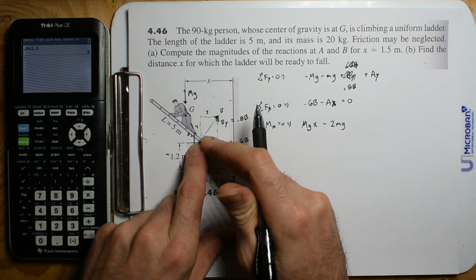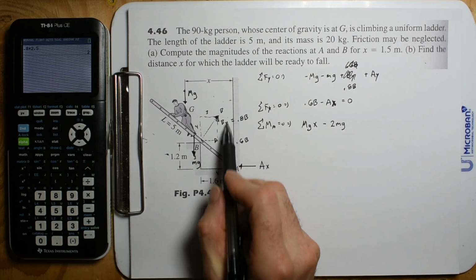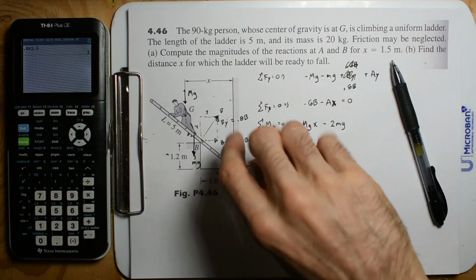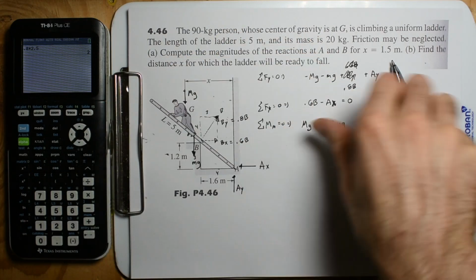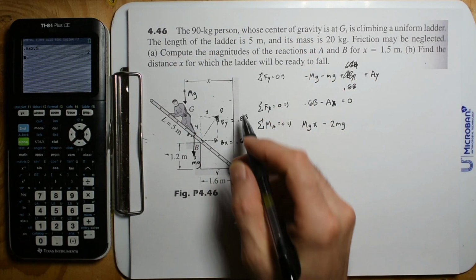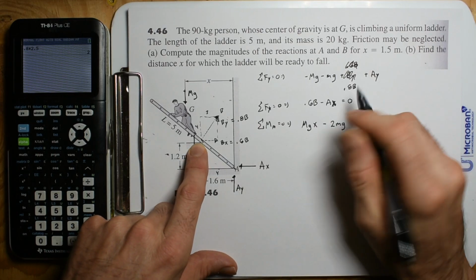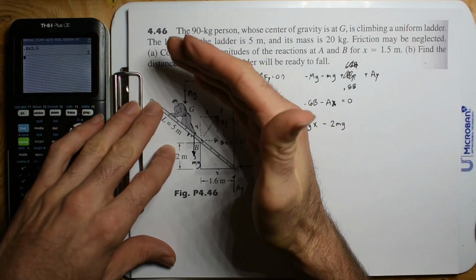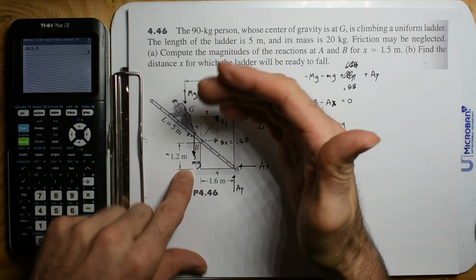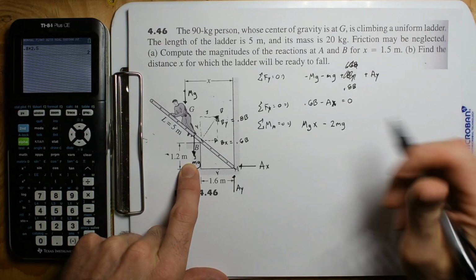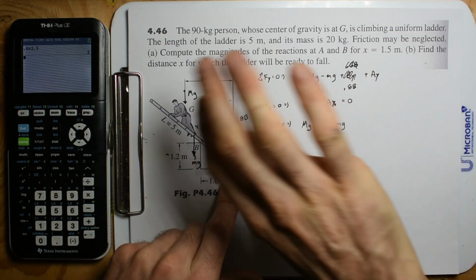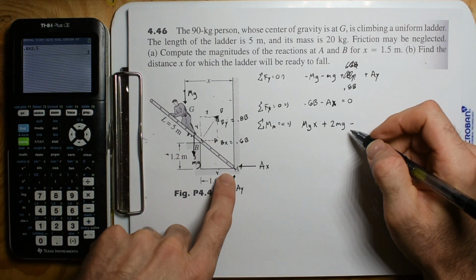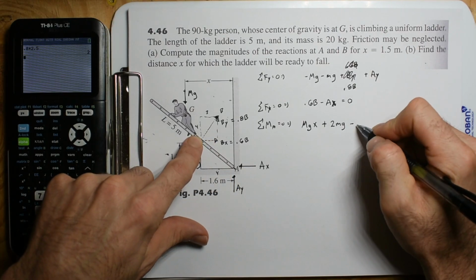Now for B we can just use B. We don't have to break B into components, one this way and then one up. We can just say B is 2 meters away. So it's going to be a negative torque. Oh, my bad. The guy is a positive torque, the ladder is a positive torque, but this reaction at B is negative, so we're going to have minus 2 meters times B.